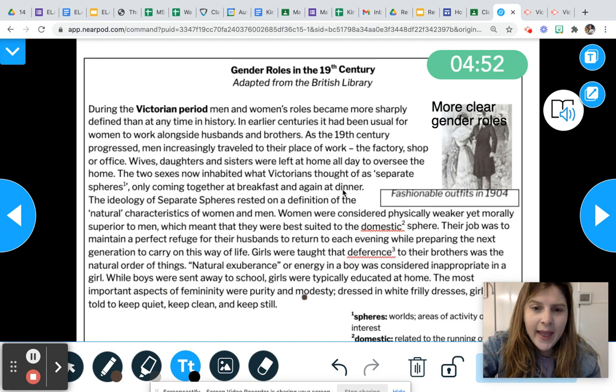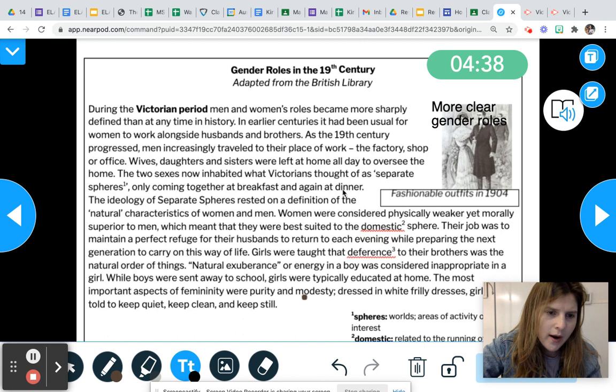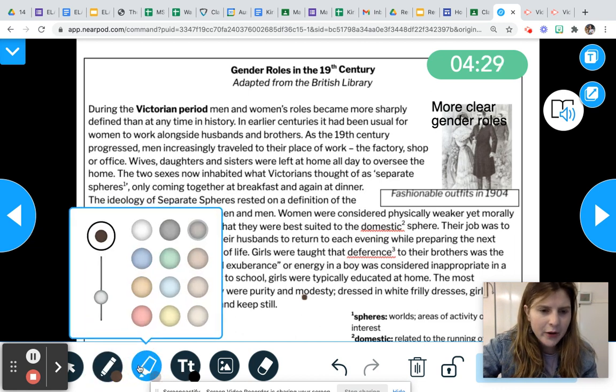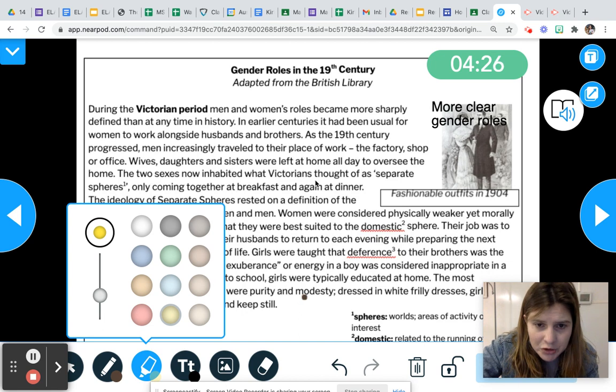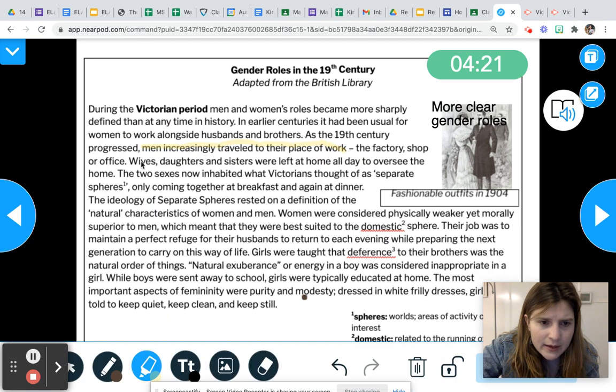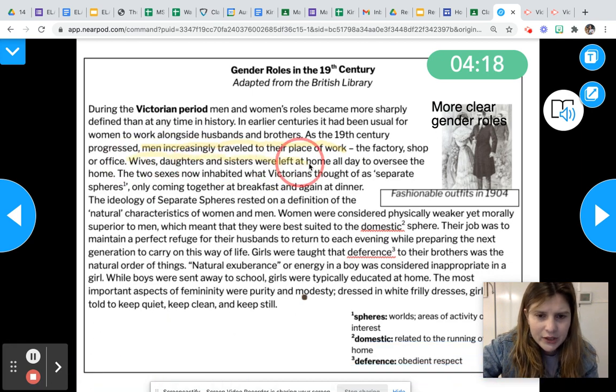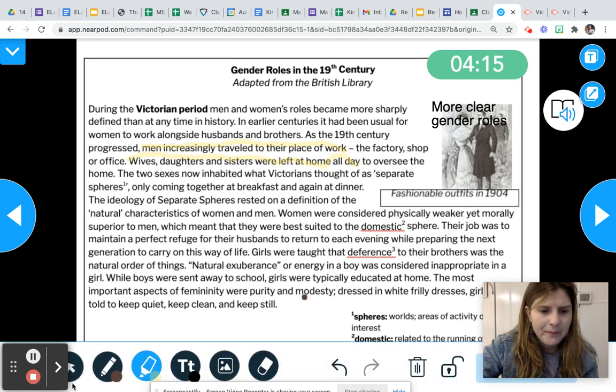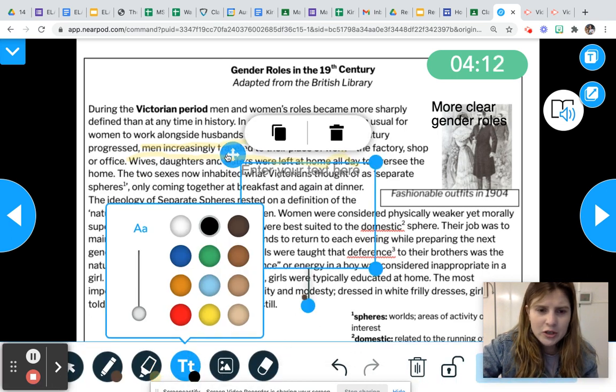"In earlier centuries, it had been unusual for women to work alongside husbands and brothers. As the 19th century progressed, men increasingly traveled to their place of work, the factory, shop, or office. Wives, daughters, and sisters were left at home all day to oversee the home." Cool. So I'm going to highlight some information. Men are traveling to their place of work, and wives, daughters, and sisters are staying at home all day. So that's going to be a change in gender roles for sure.